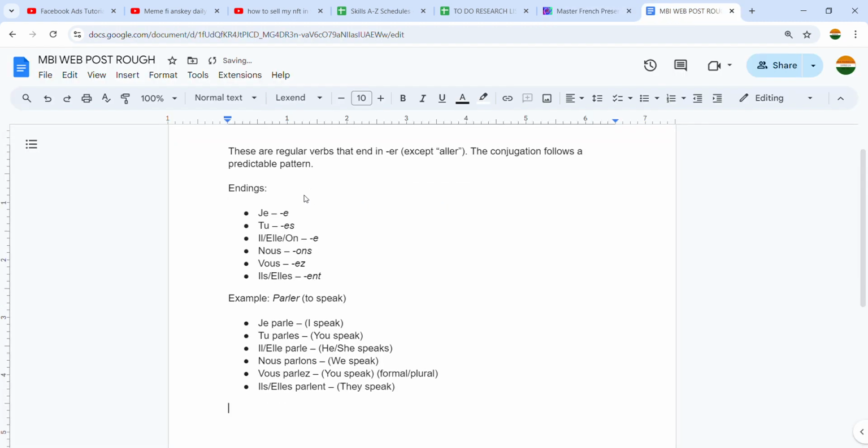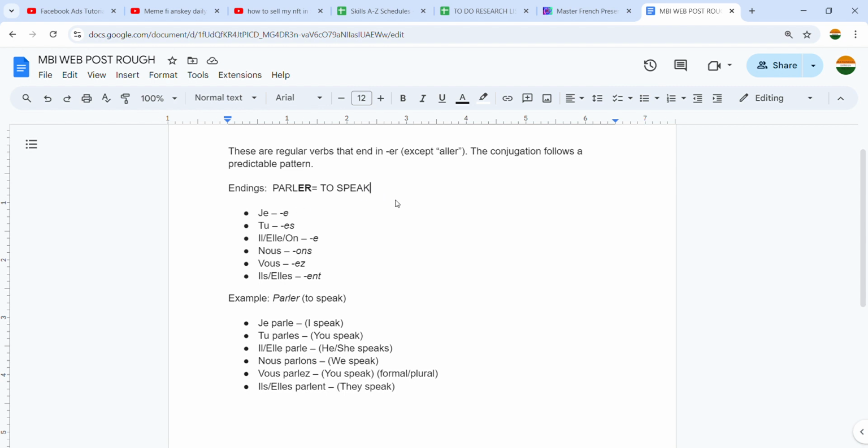As you can see on my screen, if any verb is ending with er, for example the first verb we are taking here is parler. Parler means to speak. If you are doing conjugation in the present tense or any tense, first you will see the ending of the verb. This is an er verb, which means it is the first group. Now what is the general rule for the conjugation?